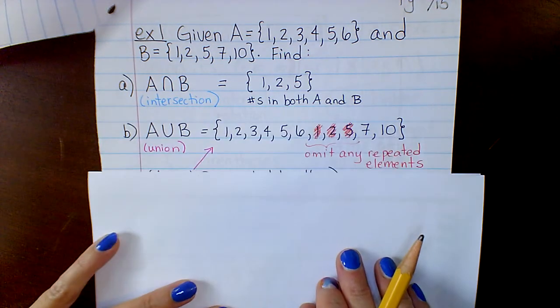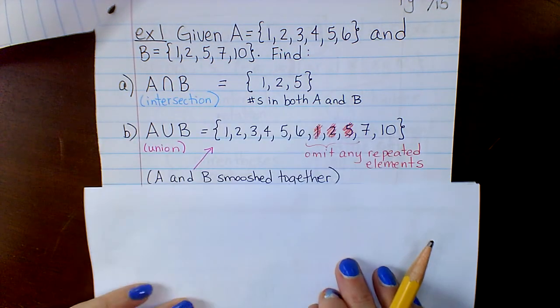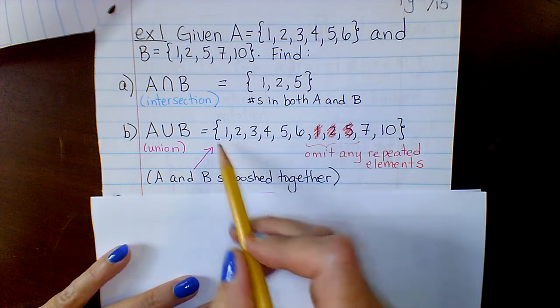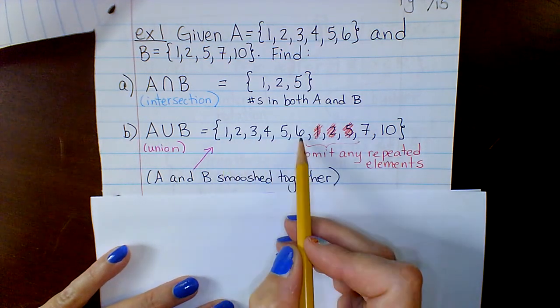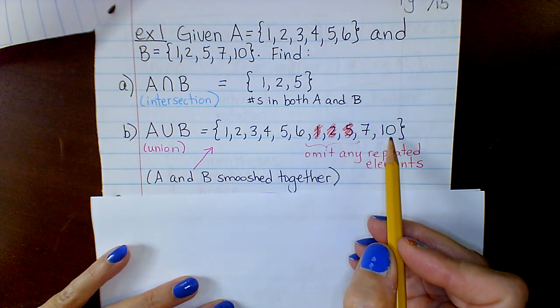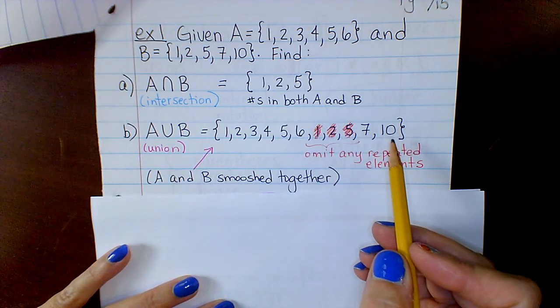So here's how I did the union. I just smooshed the sets together to start with. So I just wrote set A, 1, 2, 3, 4, 5, 6, comma, and then just started writing set B, 1, 2, 5, 7, 10. That's going to be the union smushed together.